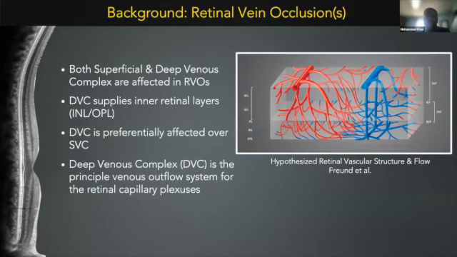So I just want to talk a little bit more about the pathology of RVOs. So within the retina, there's a vascular complex of layers that supply the different tissues or different functions of the retina. And in these, there's two main vascular plexes that we're interested in. The superficial and deep venous complexes are known to be affected. And it's known that the deep venous complex of the retina supplies the internuclear layer and the outer plexiform layers of the retina. And it's also known in previous studies that the DVC is preferentially affected over the superficial venous complex, and the DVC is known to be the principal venous outflow system for the retinal capillary plexes.